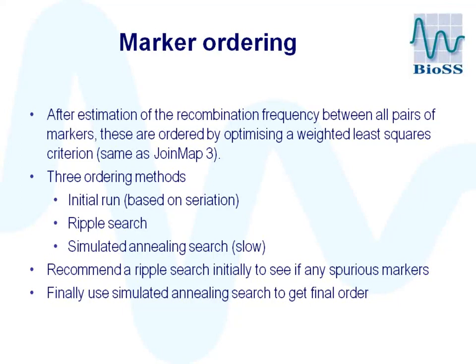You're talking about in tetraploid map. This is a question about using simulated annealing with a large number of markers, and the software may crash. Yes, I think there's an upper limit of 40 markers for using simulated annealing. So if you're above that, then you'll either have to remove a couple of closely linked markers or stay with the ripple search. Yeah, it does get incredibly slow for larger numbers.